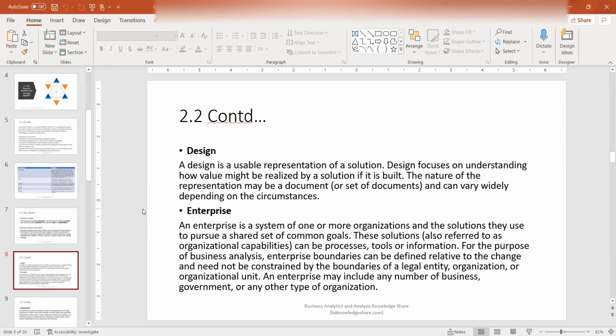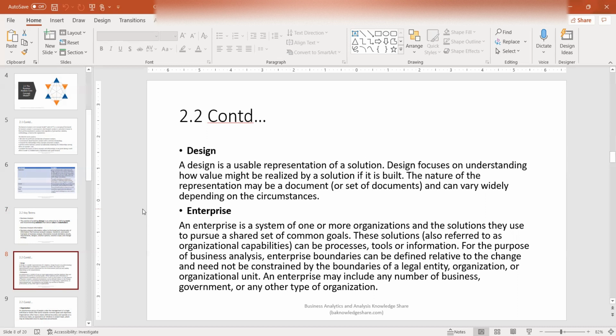Design. A design is a usable representation of a solution. Design focuses on understanding how value might be realized by a solution if it is built. The nature of the representation may be a document or a set of documents and can vary widely depending on the circumstances. So design is a usable representation of a solution. So it depends upon the context of the work you're doing.